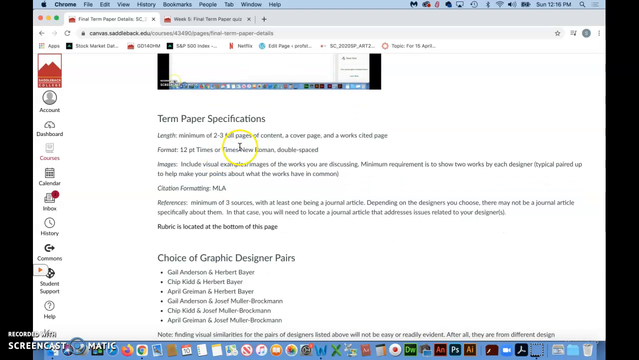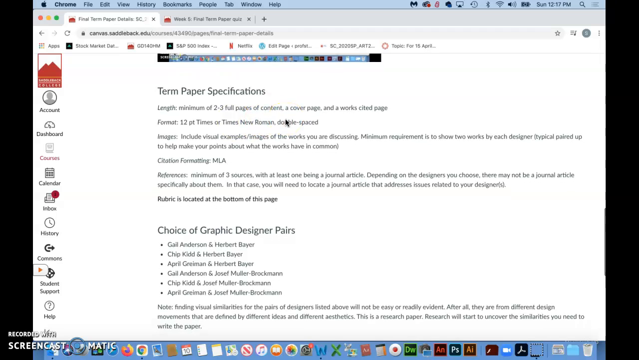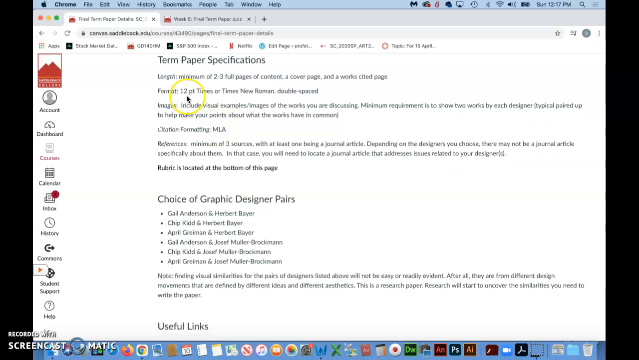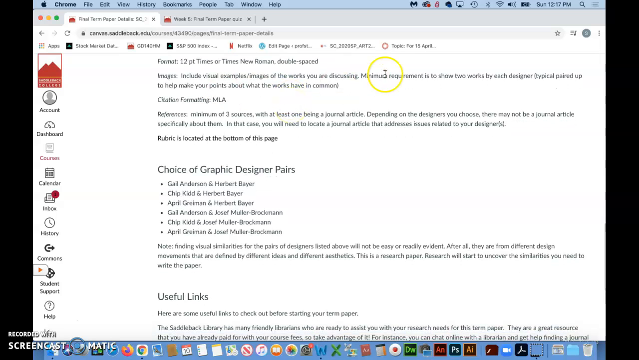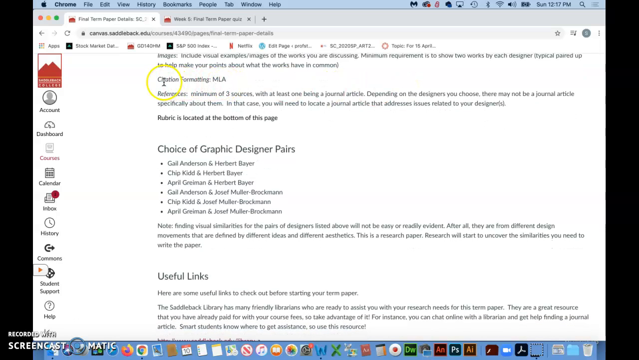Okay, so let's just reiterate: 2 to 3 pages of content, a cover page, a works cited page, and images do not count towards the 2 to 3 pages. The format is Times New Roman or Times at 12 points, double spaced. You need to show at a minimum 2 images by each designer, typically designer A and designer B paired up, and then designer A and designer B paired up again with another image. The citing format is MLA.